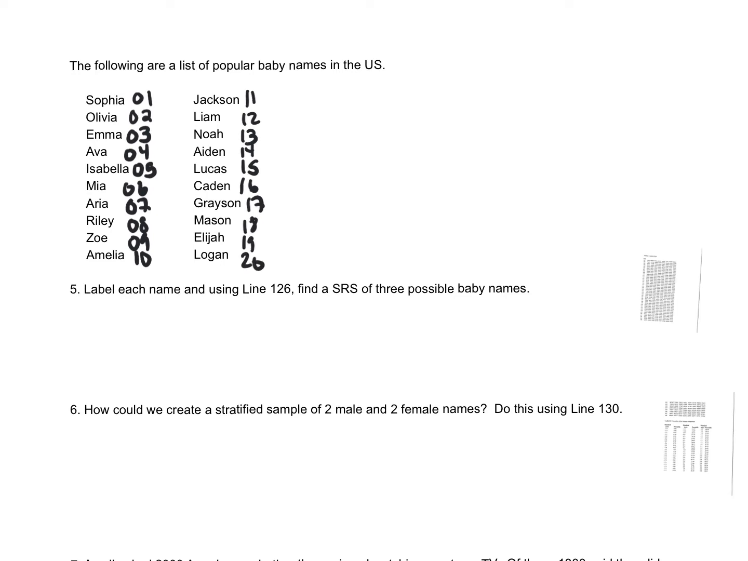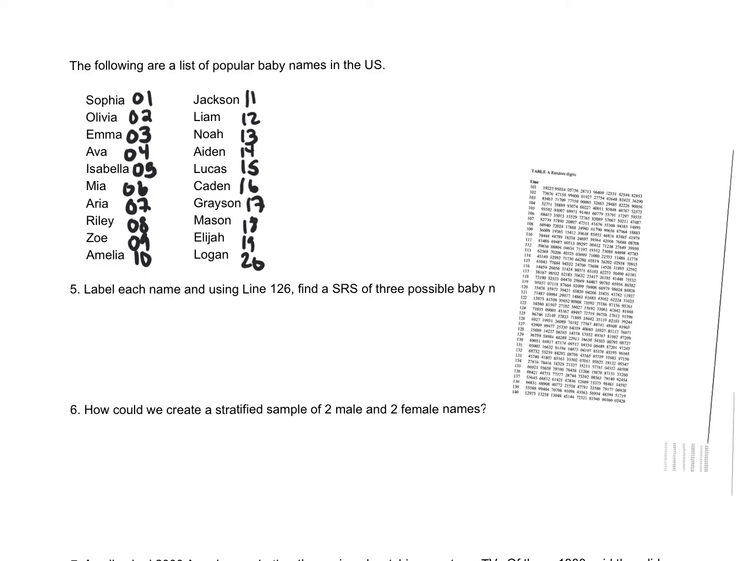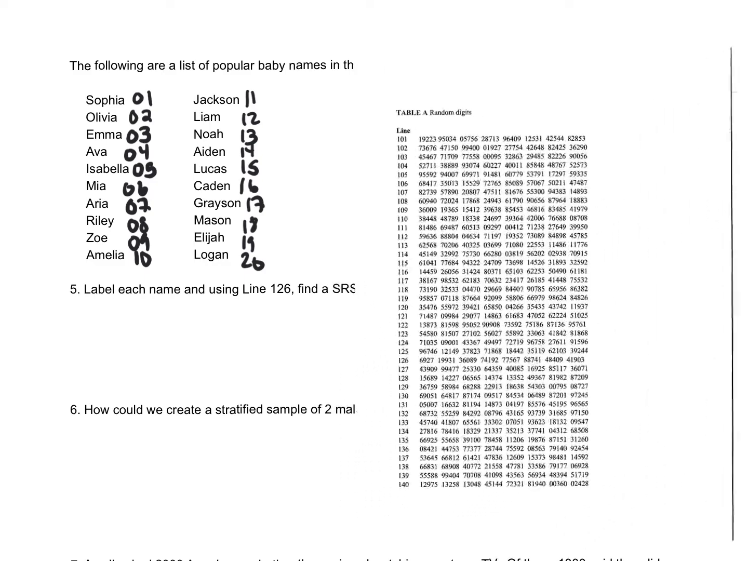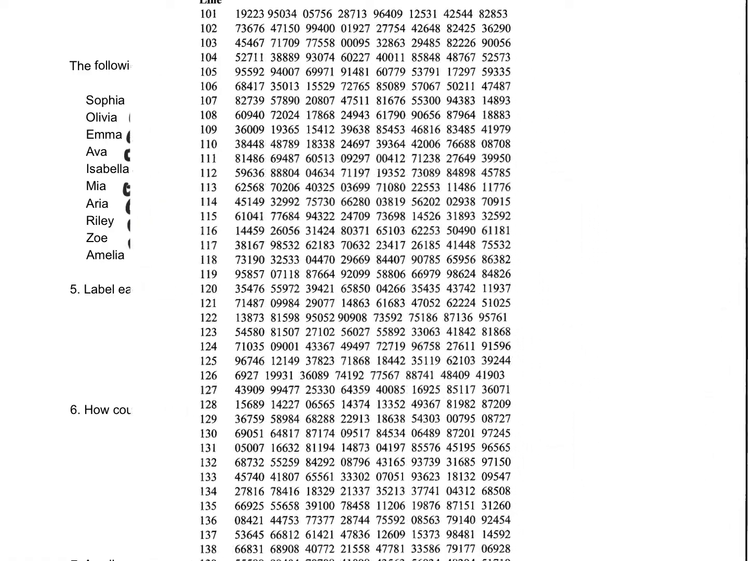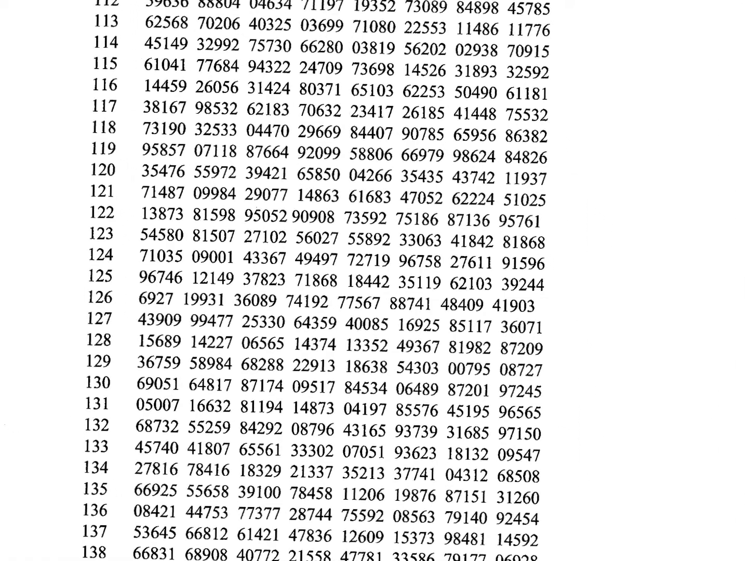These were the most popular baby names a couple years ago. So what I'm going to do is use line 126 to find these numbers, right? So here is my random digits table. If I go here, I'm going to look for numbers from 1 to 20. So 69, 27, 19 is my first one I see, so that's a good one.